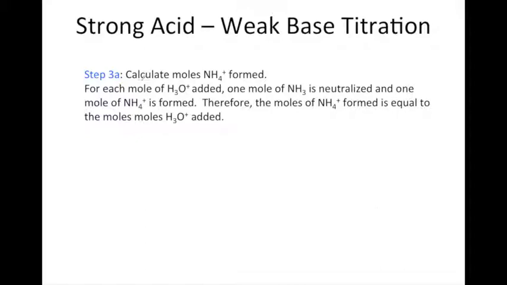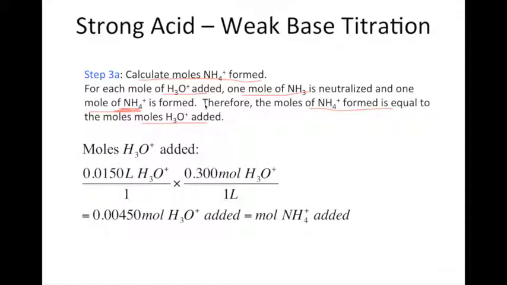So let's calculate the moles of ammonium formed. Remember the stoichiometry that we just talked about. For each mole of acid that we added, we've added 15 milliliters of acid to this point. For each mole of acid, 1 mole of ammonia is neutralized and 1 mole of ammonium is formed. Therefore, the moles of ammonium formed is equal to the moles of acid that we've added up to this point. This is very important to appreciate, the stoichiometry, in order to be proficient at titration problems.